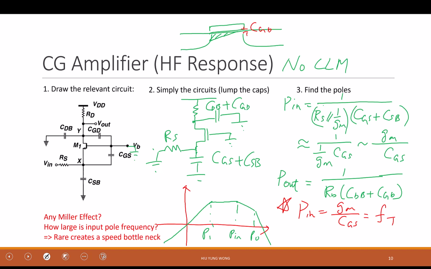So the common gate amplifier rarely creates a bottleneck in your circuit because it's really fast. It does not have a Miller capacitor, and its pole is in the order of the transit frequency. So this is another advantage of using the common gate amplifier. At the beginning, the common gate and common source look the same. Yeah, they are inverted. One has positive gain, one has negative gain, and they both have a large output impedance. Now, from the frequency domain, you see their difference. So now you grow up, you know many things.